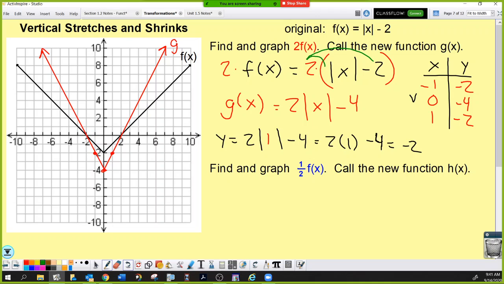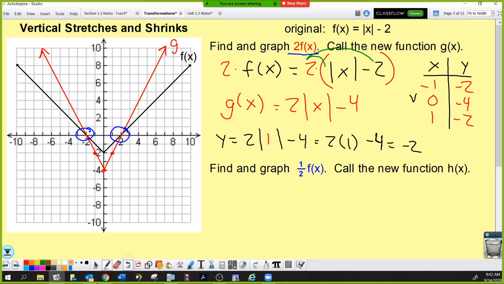Why? Why is always the question. Well, here's why. f of x means y values, right? So isn't this telling me to multiply my y values by 2? That's what that says, right? And what is the y value at both of those points? When you're on the x-axis, what does y equal? 0. And what is 2 times 0? 0. So there you go. The x-intercepts do not move when a graph gets vertically stretched or shrunk.